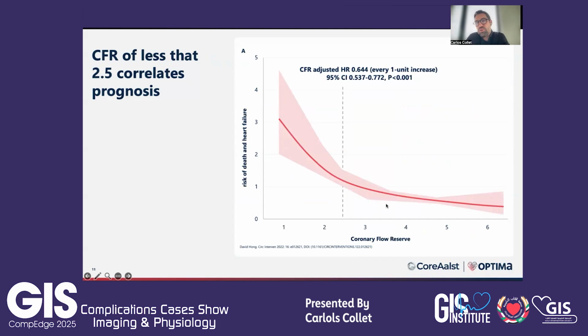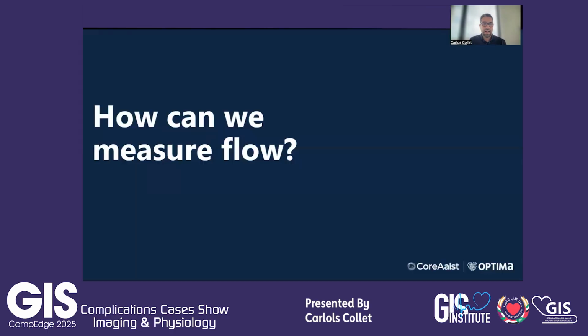The reason why we use the cutoff of 2.5 comes from different analyses, but this is one of the major ones, basically showing that when you have a CFR that is less than 2.5, there is a change in the slope of the curve, showing that the risk of death and heart failure increases with the reduction of CFR below 2.5.